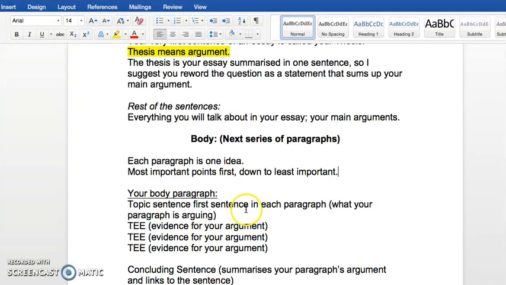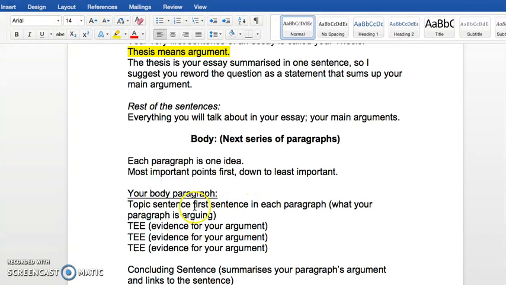You know that you've done well if you read the first sentence of each paragraph and you are able to understand what your essay is about. That's when you know you've done it correctly.